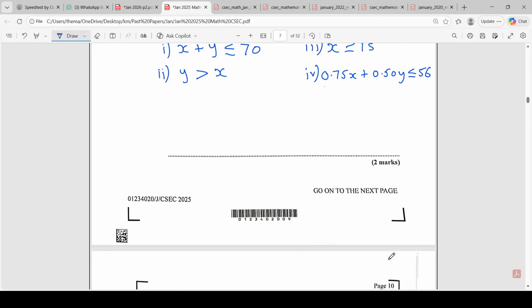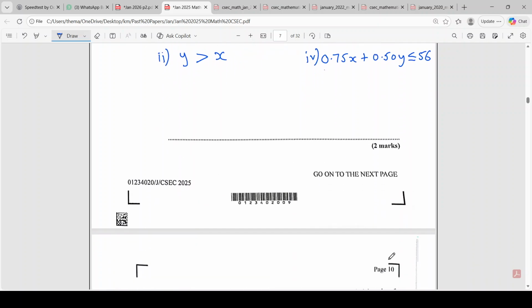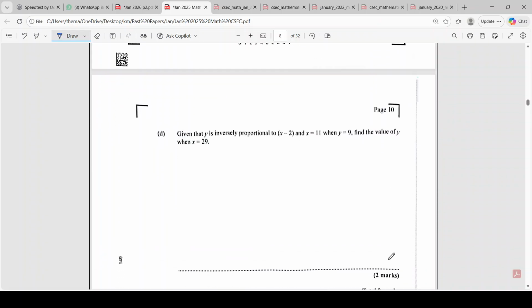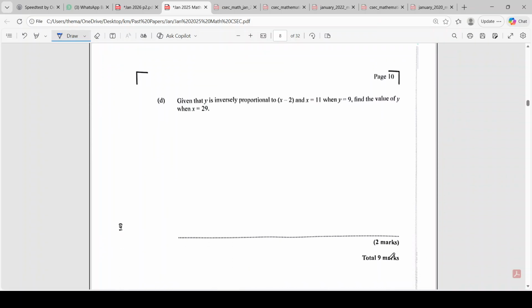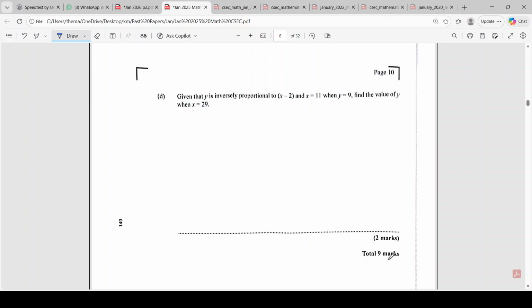Right. Oh, this question I done it. This question was long, but right. Part D.